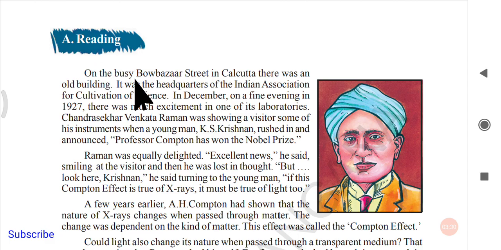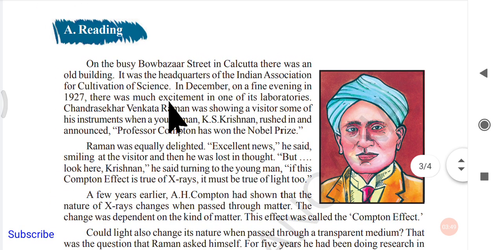On the busy Bowbazar Street in Calcutta, there was an old building. It was the headquarters of the Indian Association for the Cultivation of Science. So the scene is in Calcutta, and the street name is Bowbazar Street. Children, you will get this question in the examination.